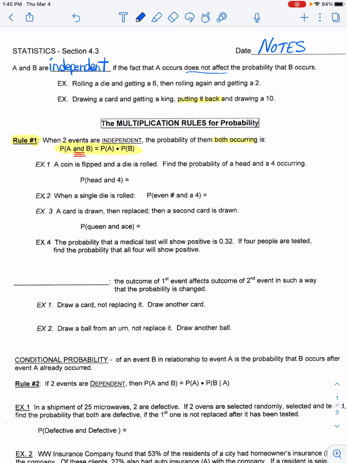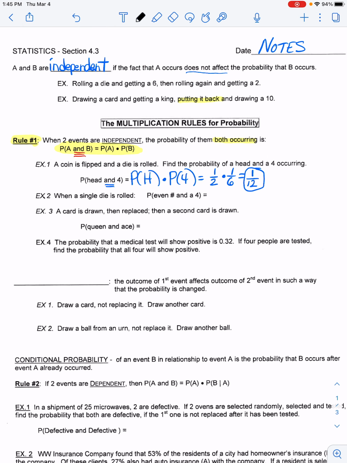A coin is flipped and a die is rolled. Find the probability of a head and a 4 occurring. So again, probability of head and 4. We're going to do the probability of a head times the probability of a 4. When you toss a coin and get heads, the chance is 1 out of 2, times, when you roll a die and get a 4, the chance is 1 out of 6. So you multiply top times top is 1, bottom times bottom is 12. So our probability here is 1/12. Okay? All right, next one.